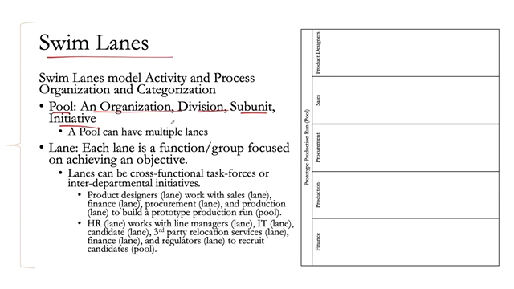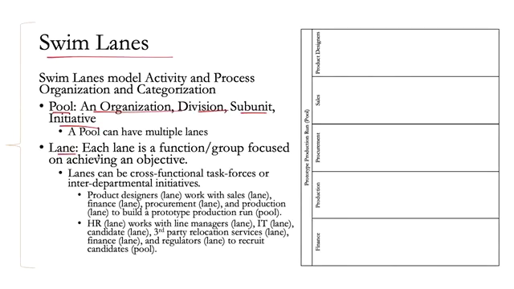A pool can have multiple lanes. Pool is the larger bit, so think of it just like a swimming pool, each with its own lane, and you stay within the lane until you need to access the other lane or access another service somewhere else, like a diving platform. Each lane is a functional group focused on achieving a particular objective. Lanes can be cross-functional task forces or interdepartmental initiatives. For example, product designers, which is its own lane, work with sales, which is another lane, or work with finance, or sales works with finance. Finance works with procurement. Product designers work with procurement. They work with production.